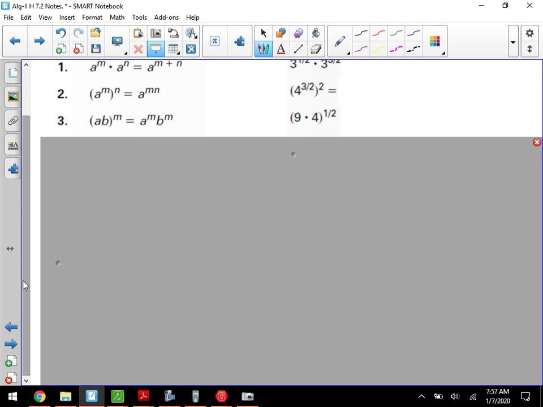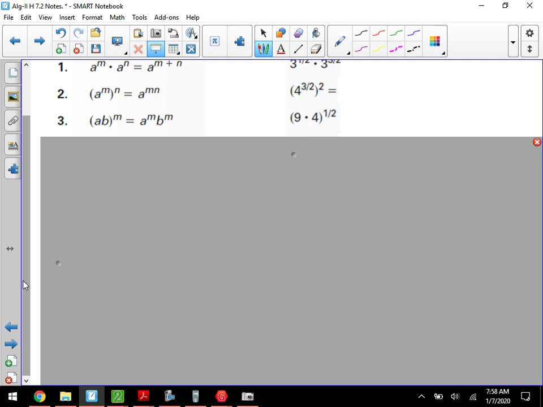Same deal here. Quantity to an exponent, you're basically distributing the power. Again, this is something that we've done. So the example they give us here is 9 times 4, to the 1/2 power. Well, that means you're distributing that exponent to both parts within the parentheses. It would be 9 to the 1/2 times 4 to the 1/2.